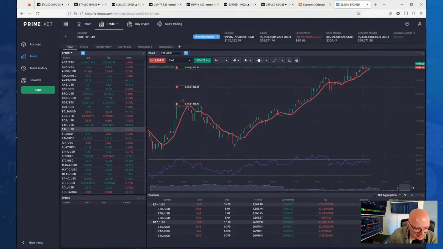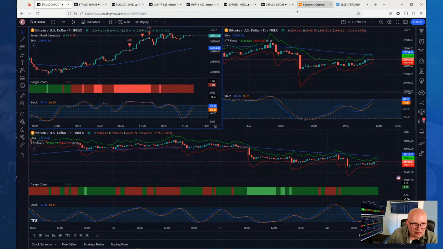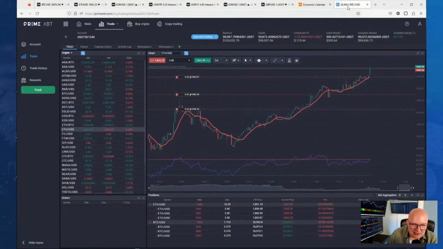So position size-wise, where are we at the moment? Let's have a look quickly. 16.2 times 1861, 30K, and about 3060, about 62,000 US dollars of position size. So we are still below 1-to-1 leverage right now. I hope that makes sense with the smaller position sizes that I'm trading.